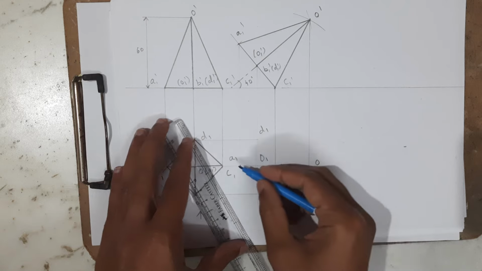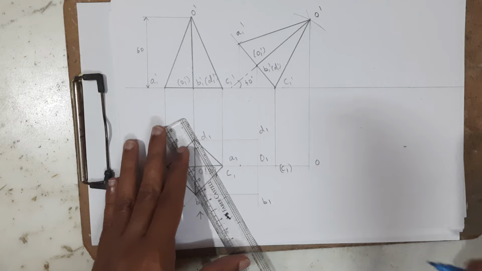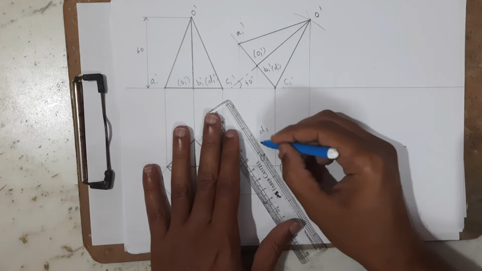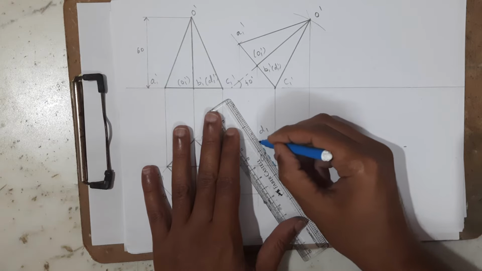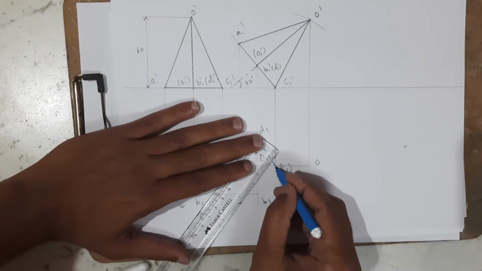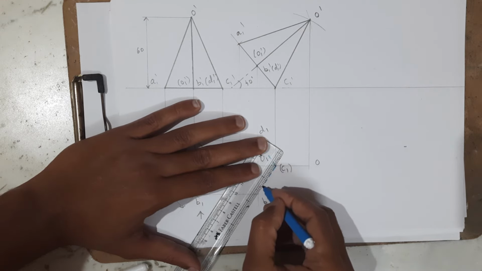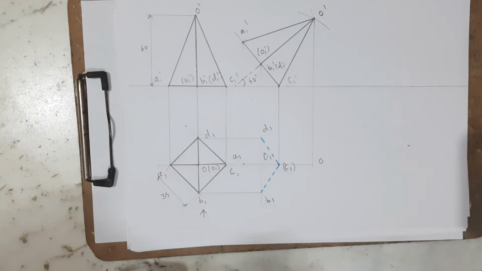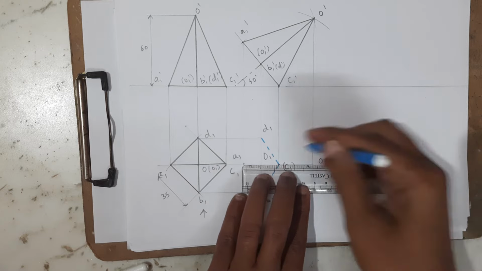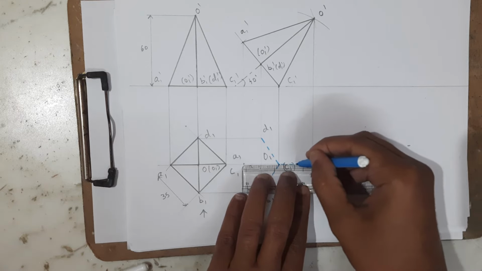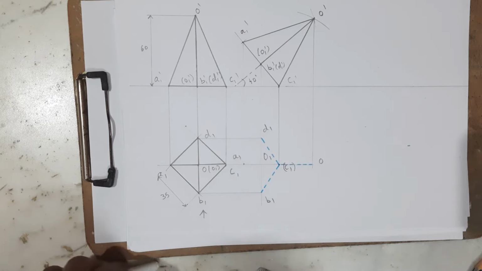As we know, there will be edges from A1 to B1, B1 to C1, C1 to D1 and D1 to A1. So this is the bottom face edges. Therefore edges which is going from C1 to D1 will be invisible. In the same way, C1 to B1 is also invisible. Then there is a slant edge which is going from C1 to O1. This is also invisible. So these are the invisible edges.